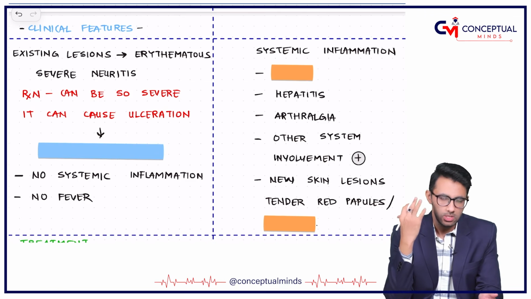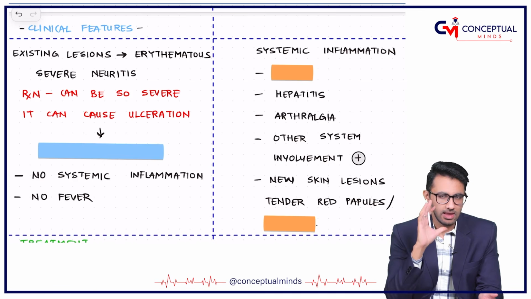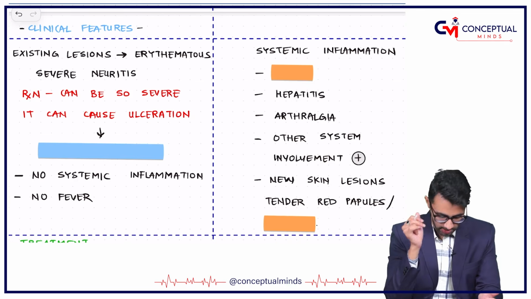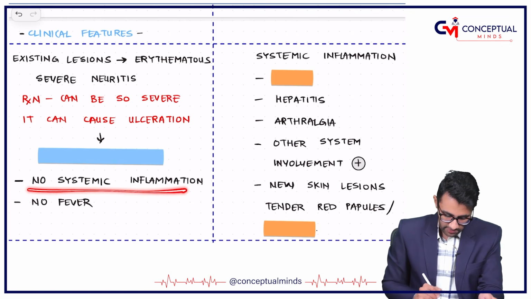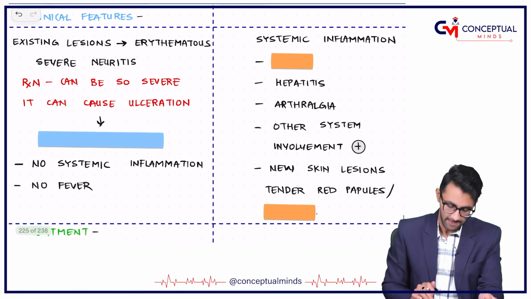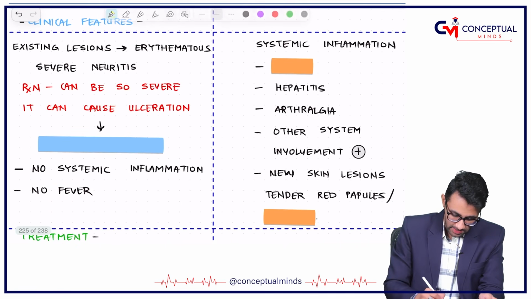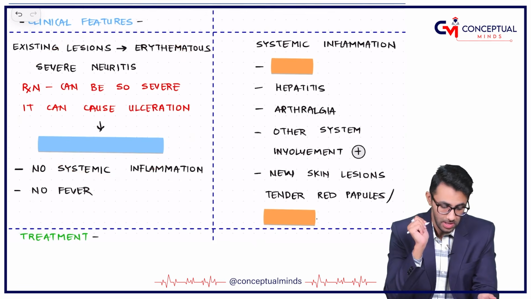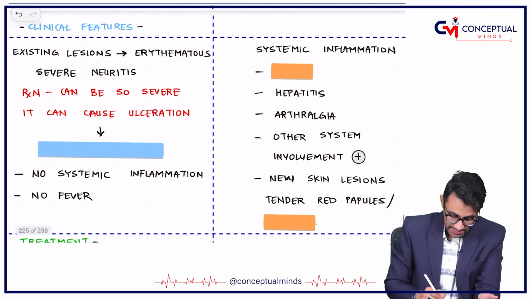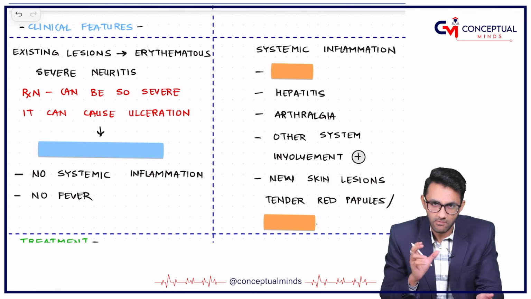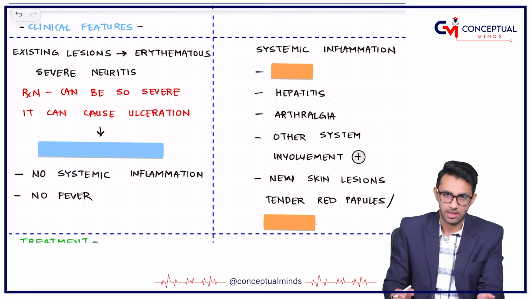What's going to happen is we will have only cutaneous manifestation, no systemic manifestation. There is no systemic inflammation, no fever at all. Fine. So what is this point about? Existing lesions can be severe, extremely severe. There can be severe neuritis, but this is a special form of the type 1 Lepra reaction we see.